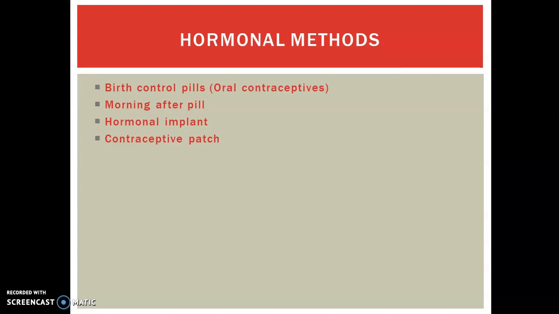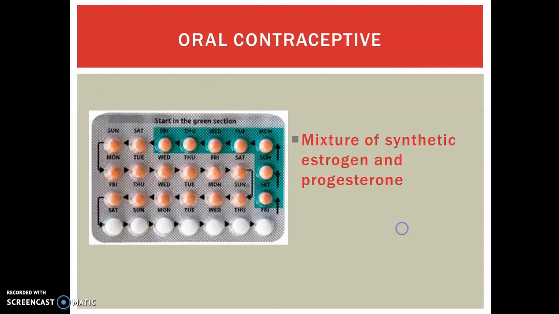Then hormonal methods. Hormonal methods include birth control pills or oral contraceptives, the morning after pill, hormonal implant, and contraceptive patch. Here you can see the oral contraceptive.